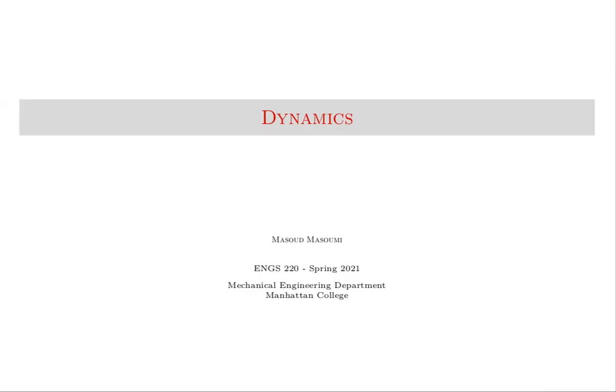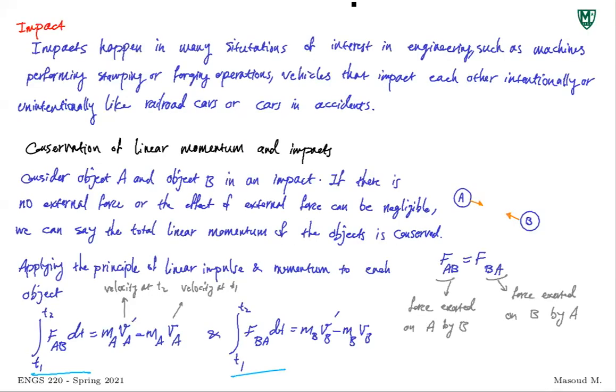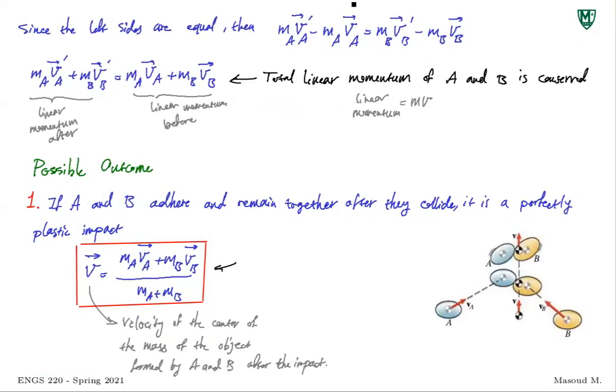So we were talking about impact, right? I started talking about that in the videos last week. I generally told you that impact is something that we deal with quite often in engineering analysis. I gave you a couple of examples. I won't go over the slides again. I talked about conservation of linear momentum and impacts, basically when two objects hit each other in a very simple form.